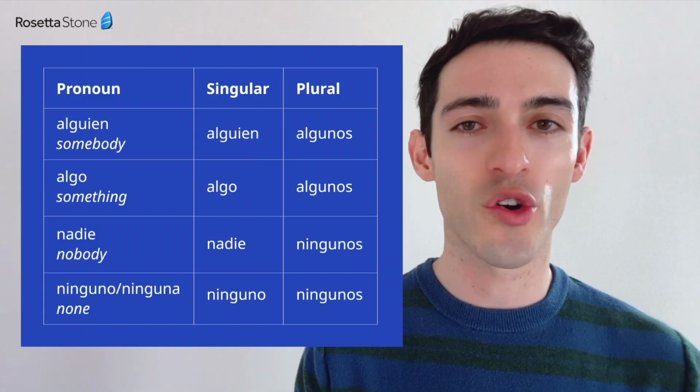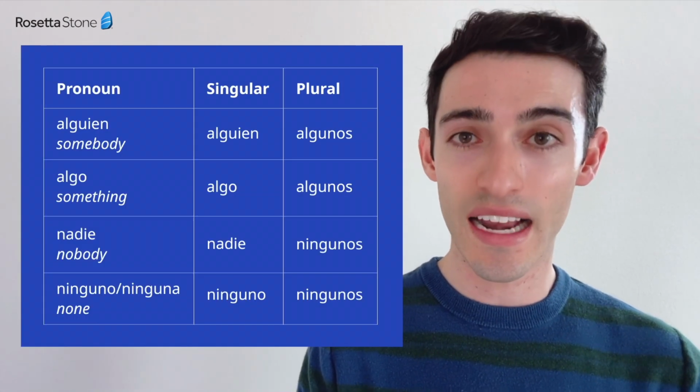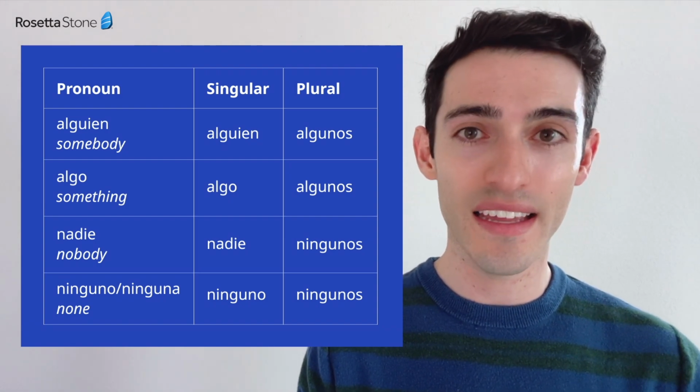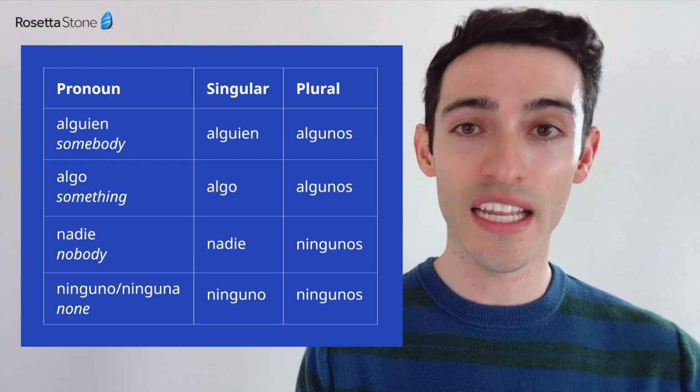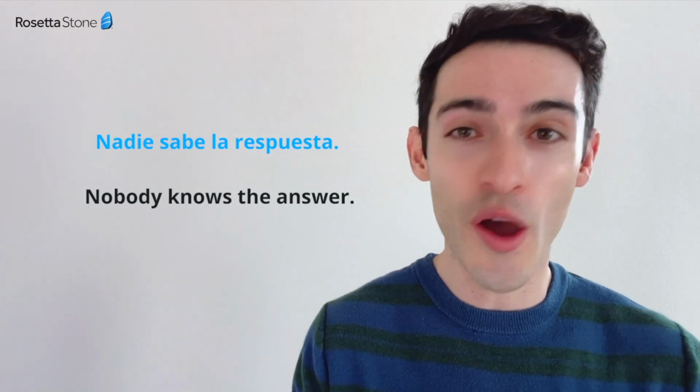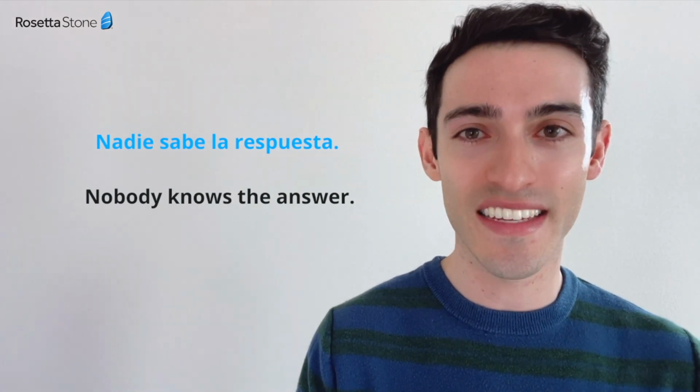Let's pull up the chart for indefinite pronouns. Alguien, algunos, algo, algunos, nadie, ningunos, ninguno, ningunos. Let's go over one more example. Nadie sabe la respuesta. Who doesn't know the answer? Nobody does. Nadie is the indefinite pronoun.